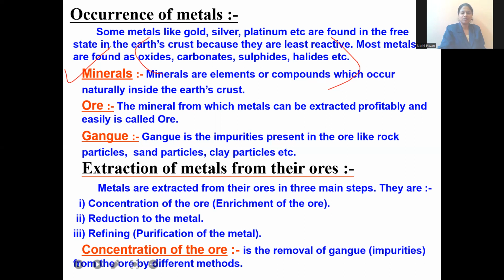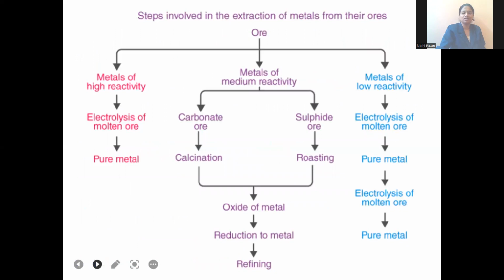In this, the first one is concentration of the ore. So what do you mean by concentration of the ore? Removing of gangue or the impurities is called concentration of the ore. So in the ore, we will be having the gangue which is to be removed. So it is called concentration of the ore.